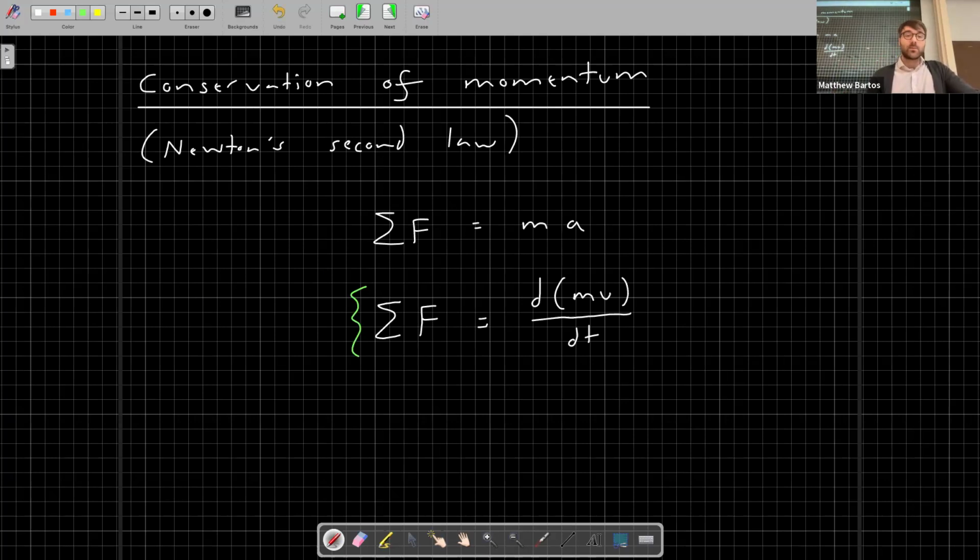particularly the sum of forces acting on our fluid body is equal to, what does this term on the right represent?